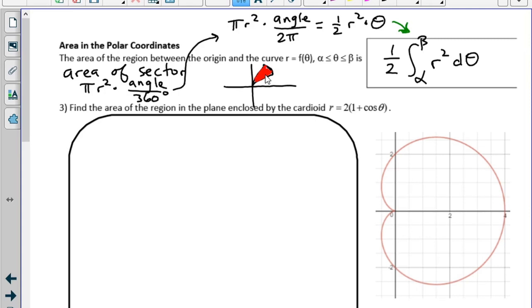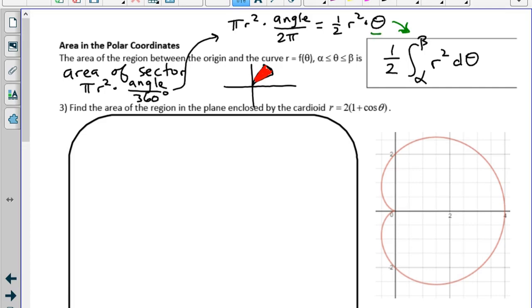The area formula for a sector of a circle is pi r squared, which is the area formula for a circle, times whatever the angle is over 360 degrees. That was something you actually learned in geometry. Now, instead of using 360, we'll use 2 pi, since radians are way better for our purposes than degrees. Pi divided by 2 pi ends up being 1/2, and we get 1/2 times r squared times theta.